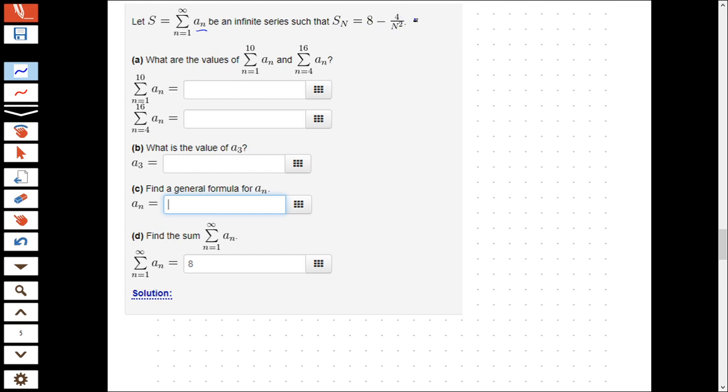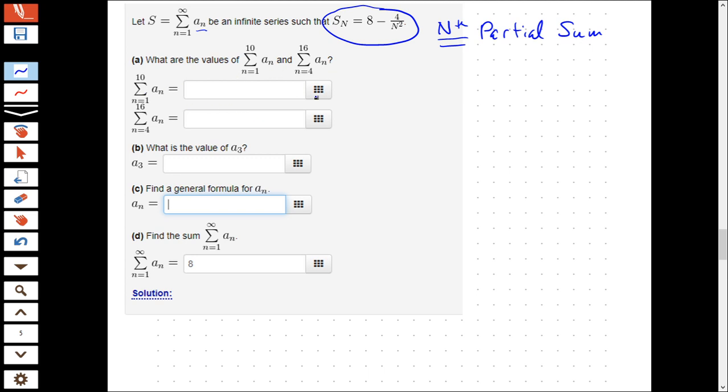n squared. So this formula right here, this s sub n, represents the nth partial sum. Okay, that's not a term in the series or anything. That is actually the sum of the first n terms, thus the nth partial sum.